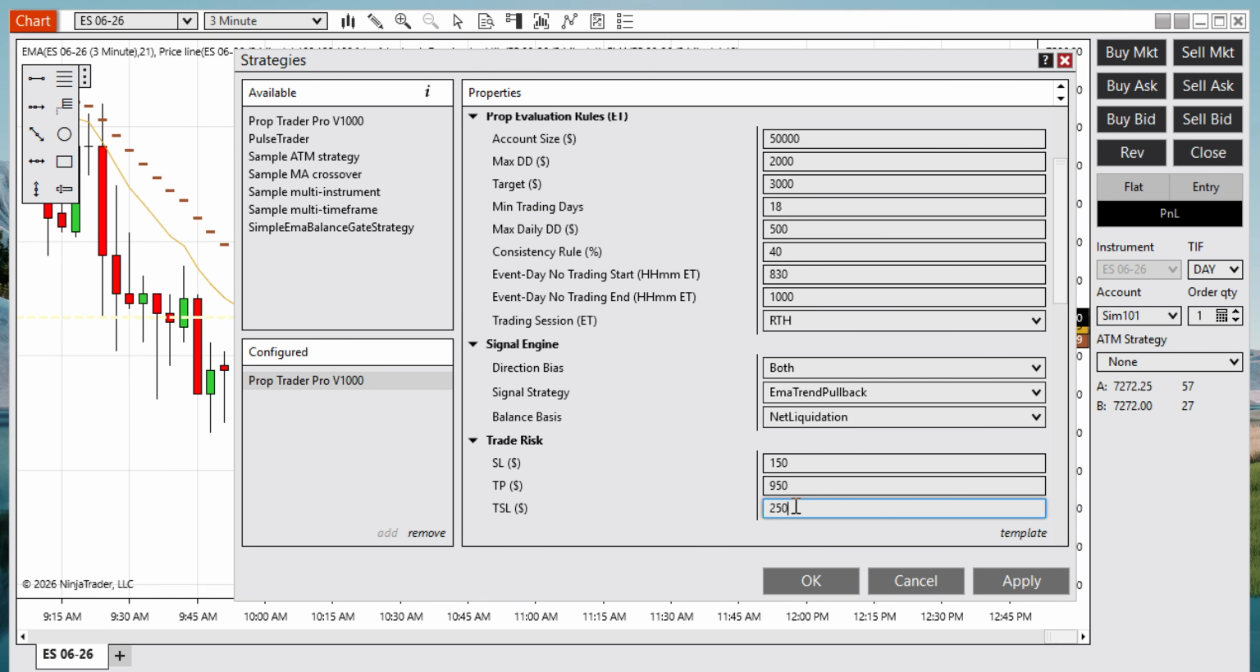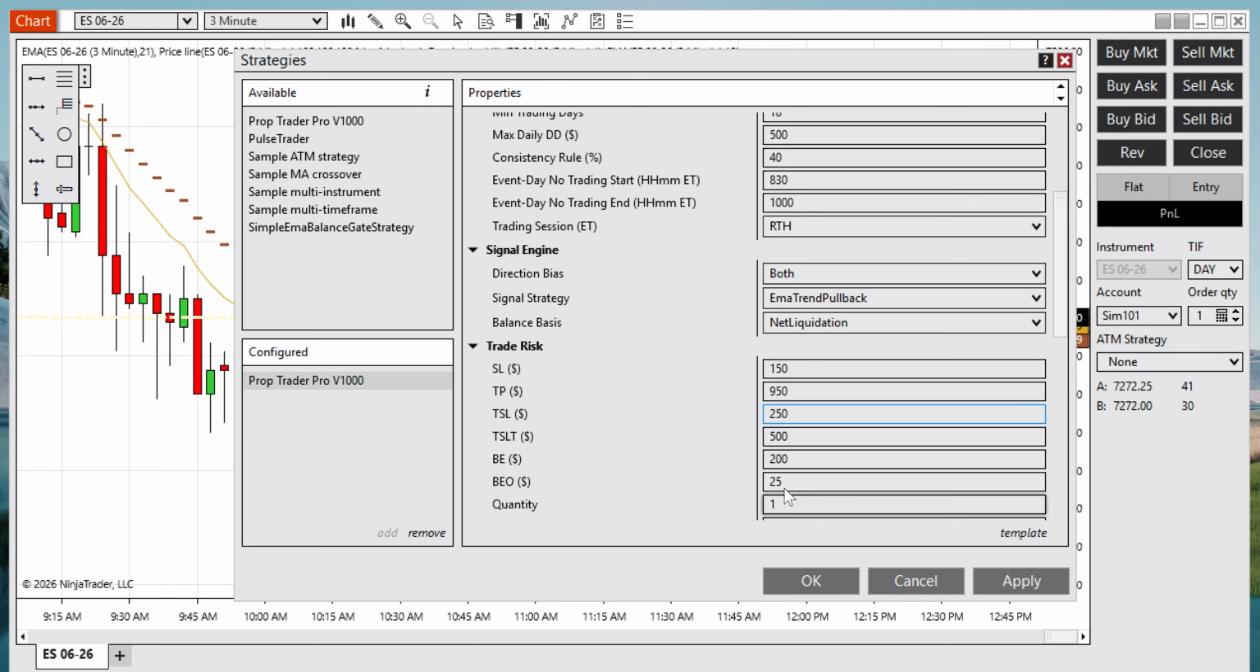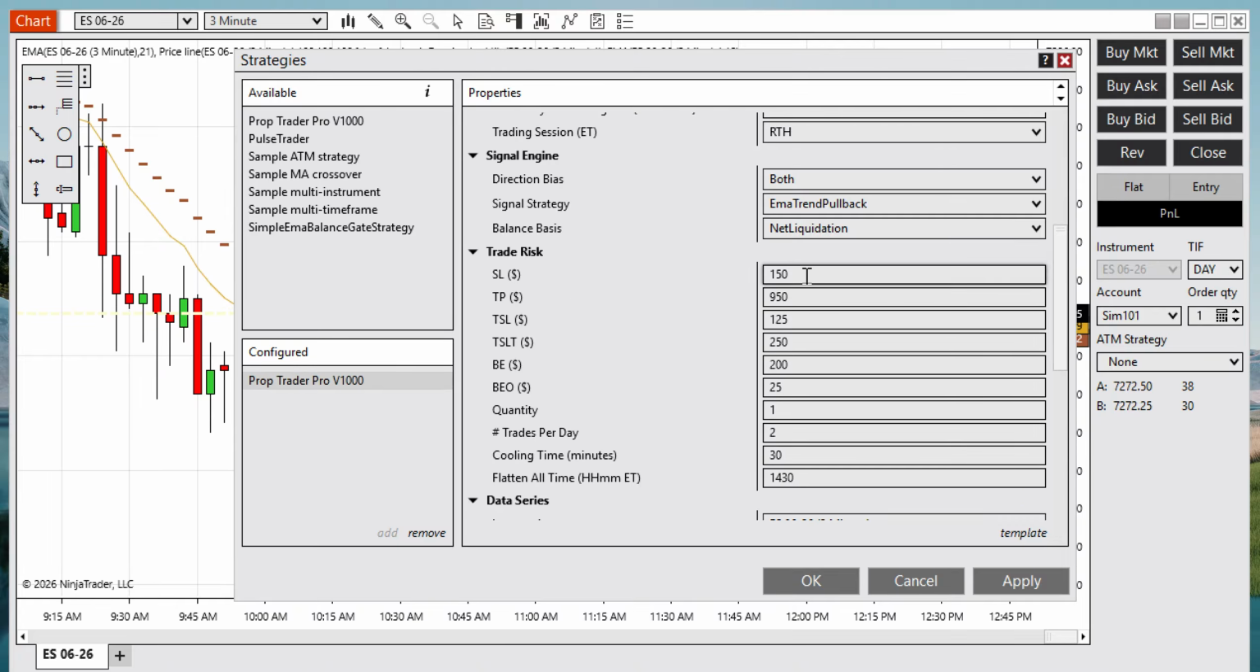So this is my take profit. Now TSL and TSLT is where you decide how you want to safeguard your profit. What I want to do is, whenever I hit 250, I'll trigger a safety of 125. So I'll save half of what I made. As it keeps going, I'll keep doing that. So that's my strategy, slicing strategy.